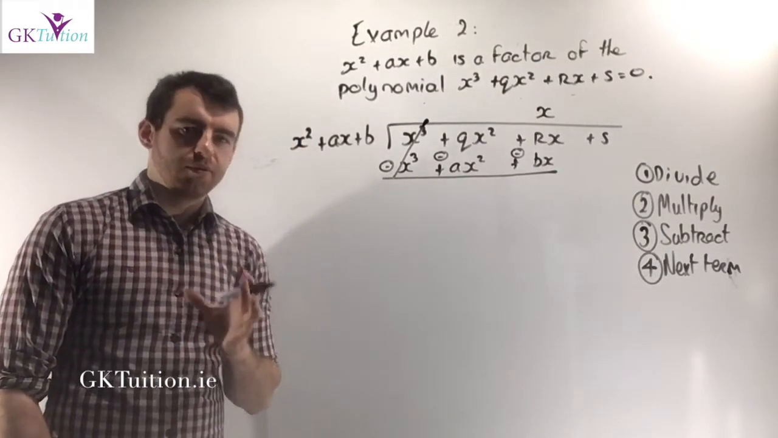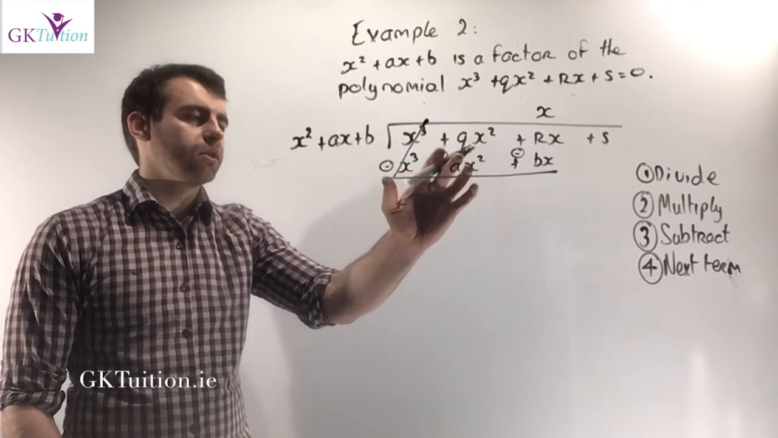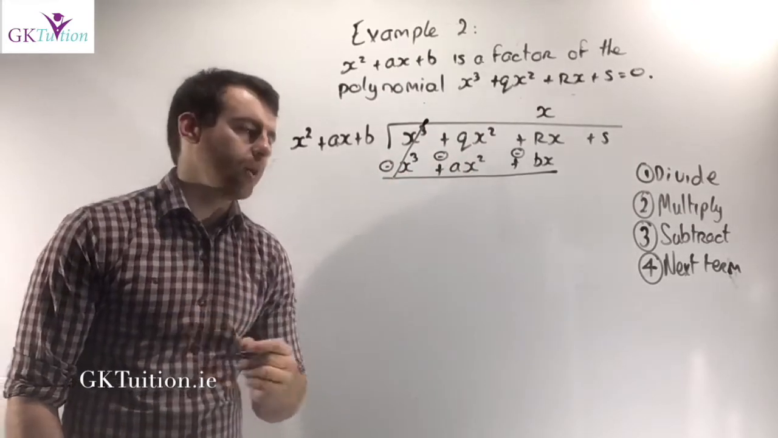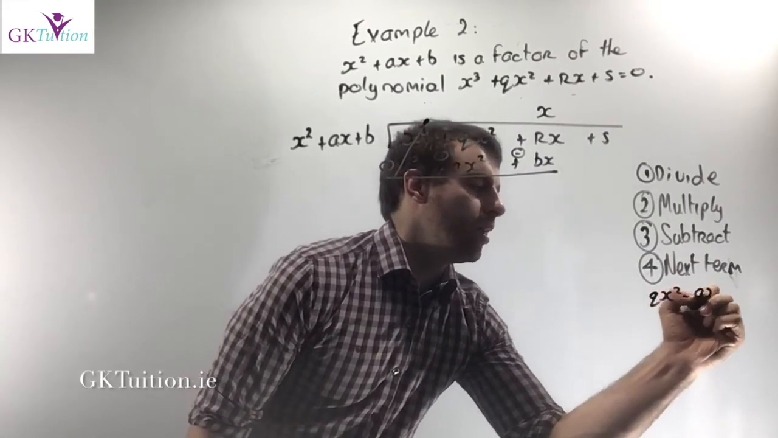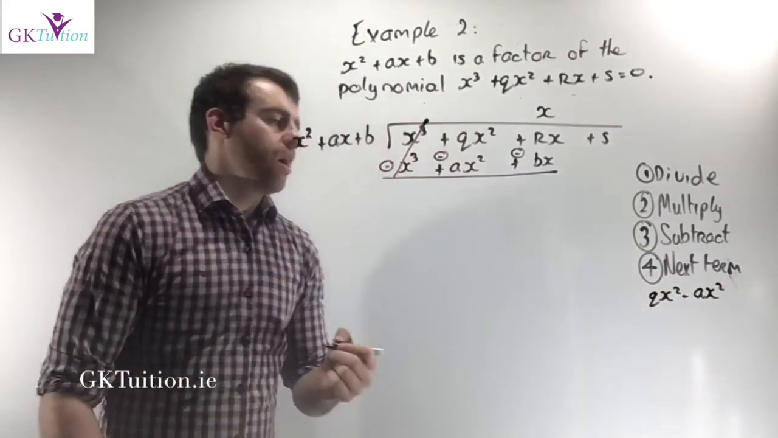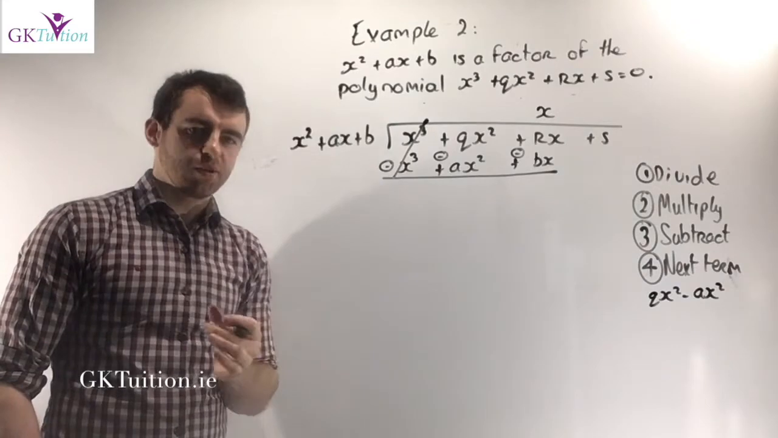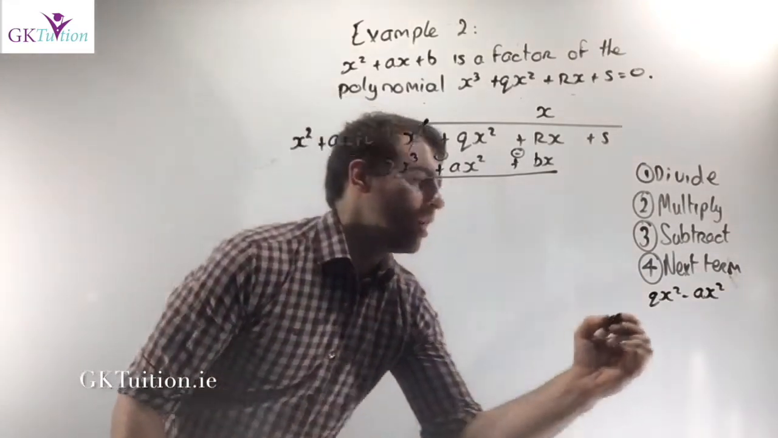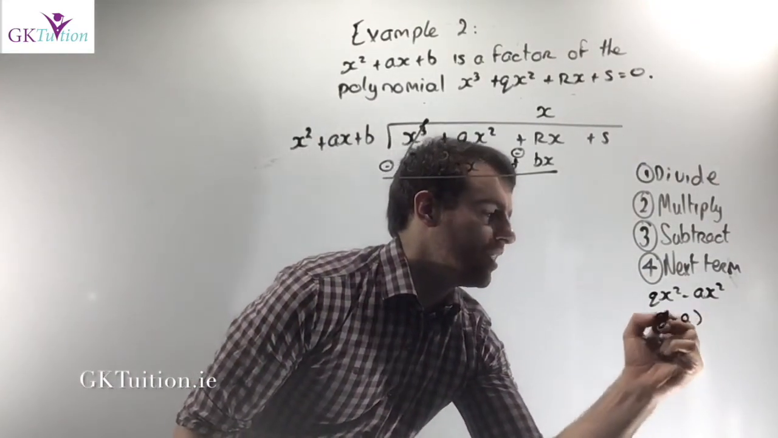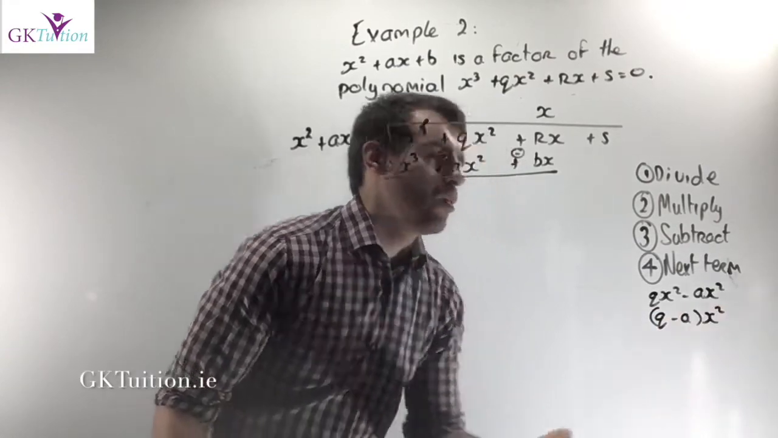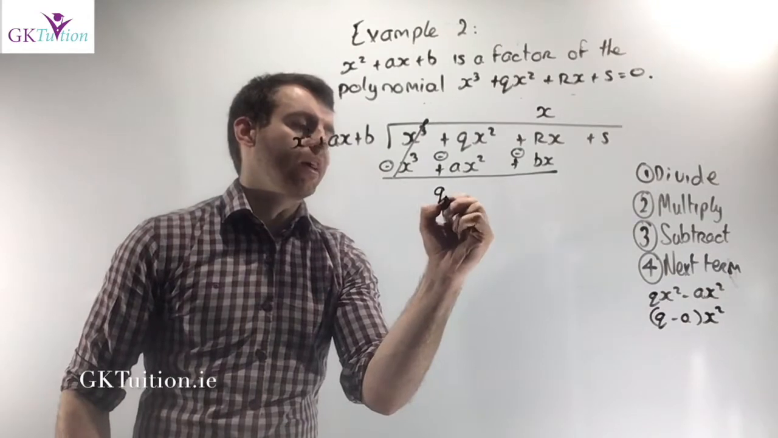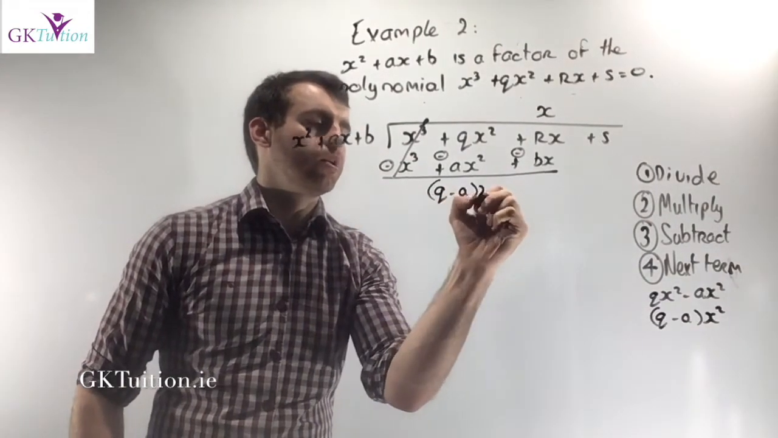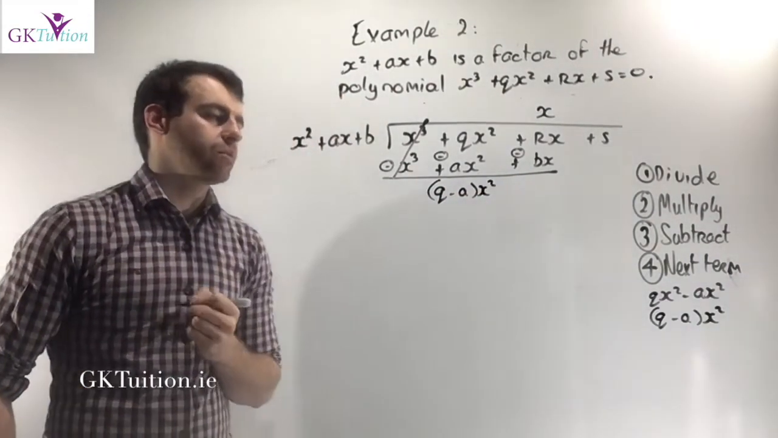This is where we need rough work. We have a qx squared on the top minus ax squared on the bottom. So I would write that out in my rough work. Qx squared minus ax squared. I want to factorize out the x squared so I can write this as one term. So I'm going to write this as q minus a times x squared. The way that I want to write that down here is as one term: q minus a times x squared.